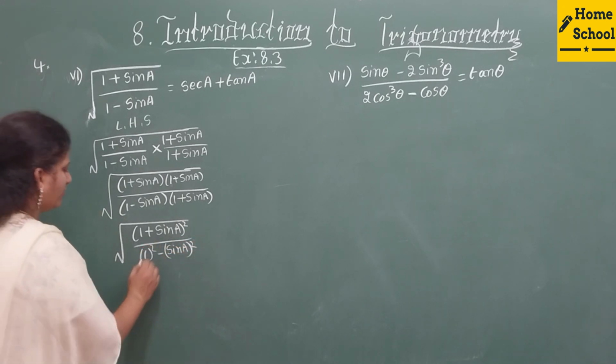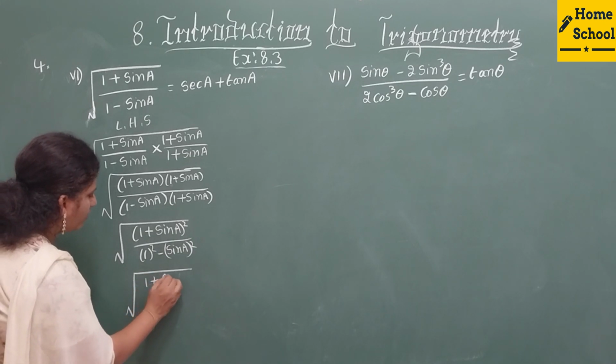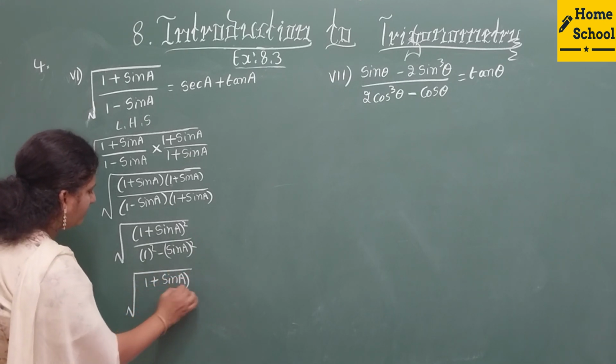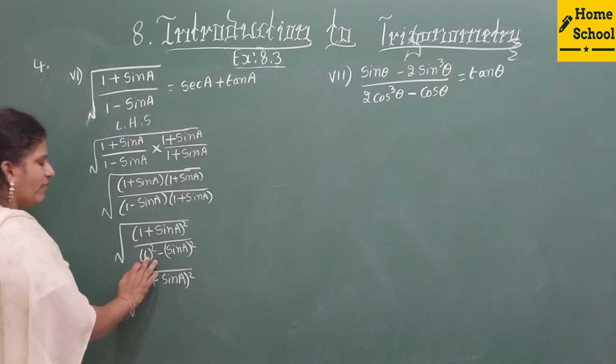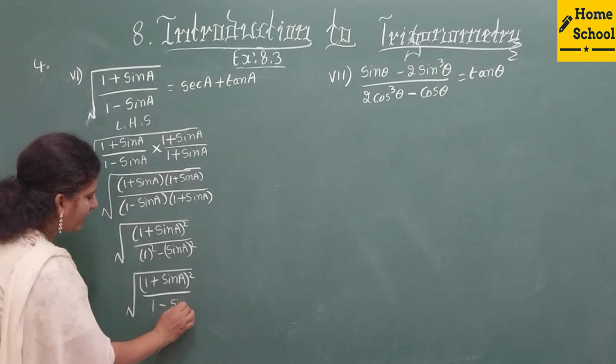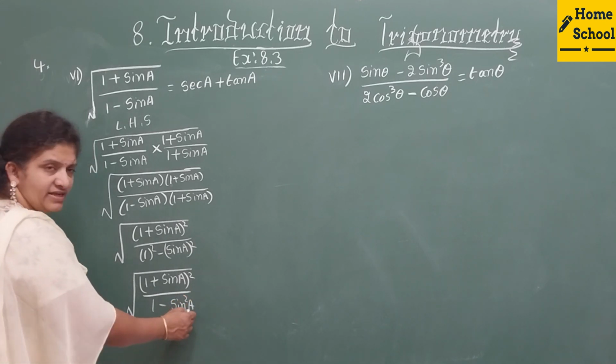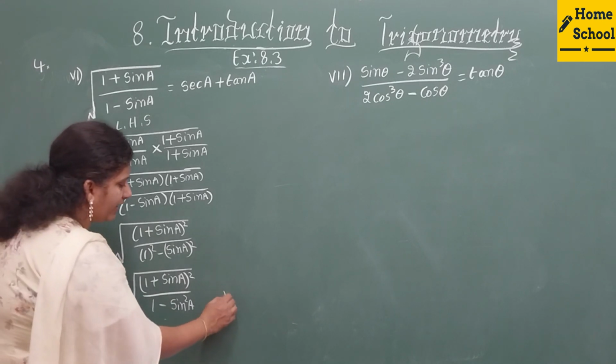Okay. Now square root of 1 plus sin A whole square as it is you keep there. Now denominator, 1 square is 1. 1 minus sin square A you are going to get. What is 1 minus sin square A? 1 minus sin square A by identity, what can I write?